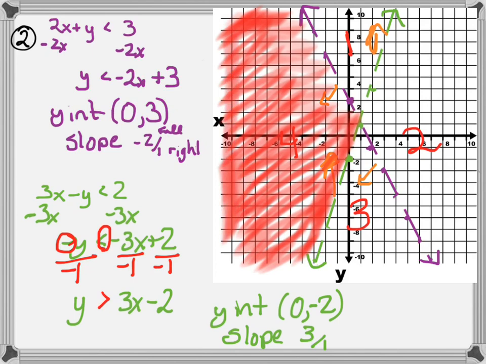Now, this one, since both of them were less than or greater than without an equal to, that means the lines are not part of the solution set. So I can't plug anything in on one of those lines and come out as true. It would have to be in that red shaded region to come out as true.